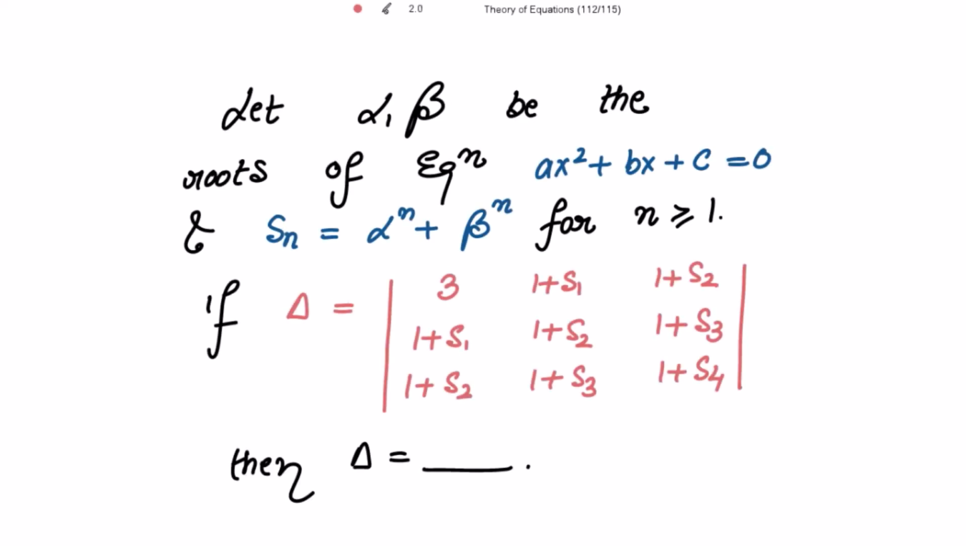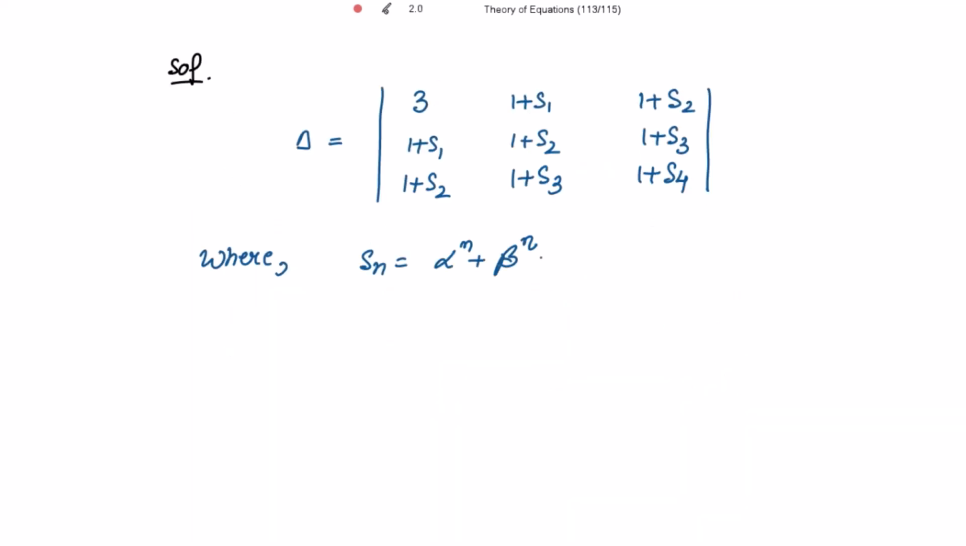Let alpha, beta be the roots of the equation ax squared plus bx plus c equal to 0, and Sn is given to be alpha to the power n plus beta to the power n for n greater than or equal to 1. And delta is given to be the determinant of this. We need to find this delta. So for that, we need to find the values of S1, S2 and S3. So let's calculate this determinant.